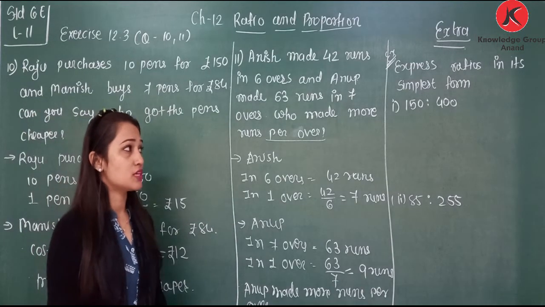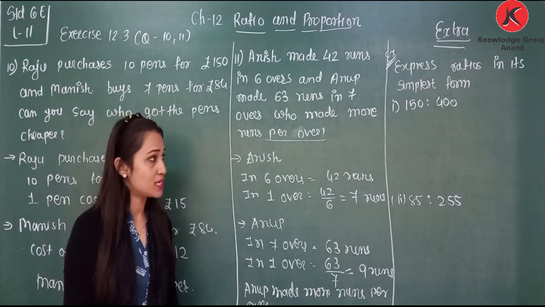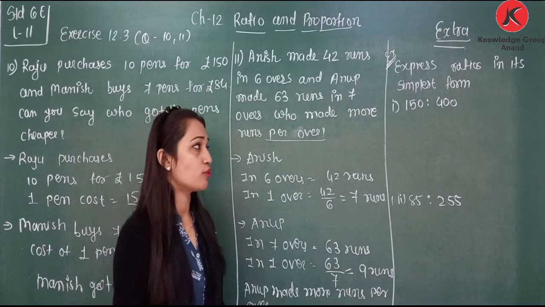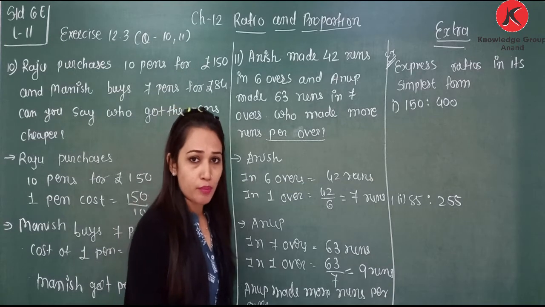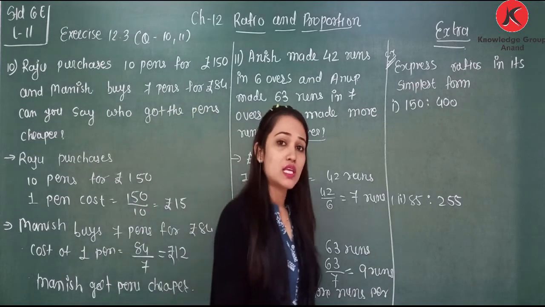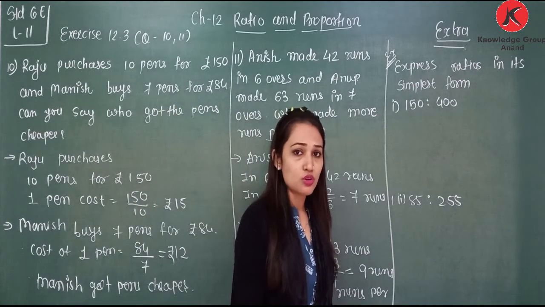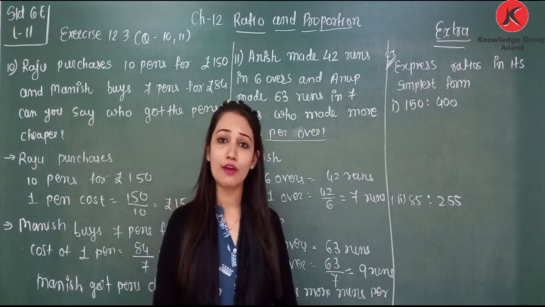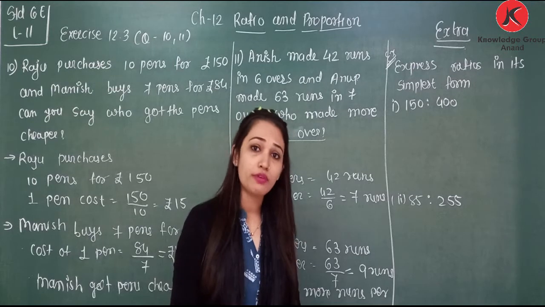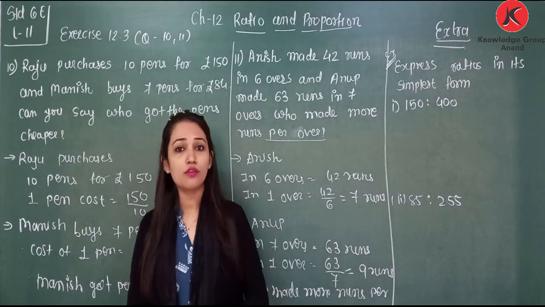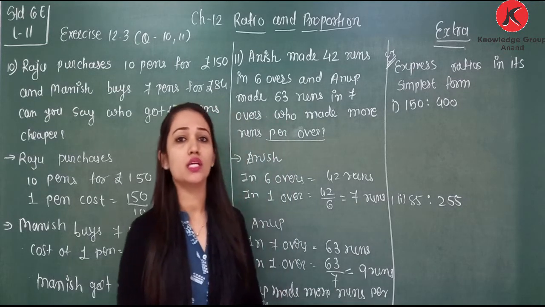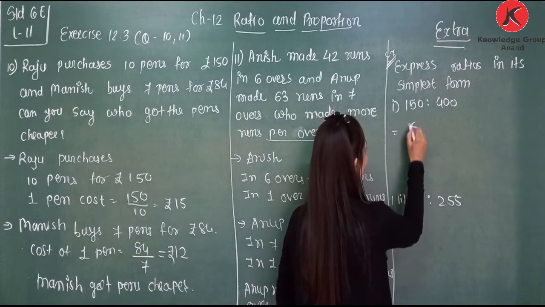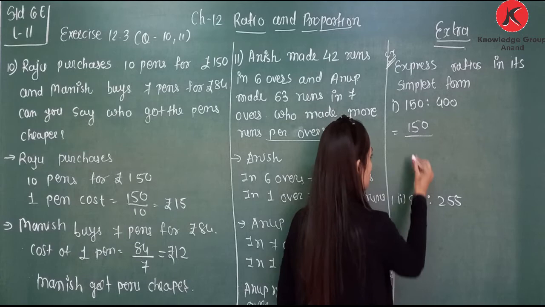So let's first solve some examples to find the simplest form of a given ratio. First is 150 is to 400. You need to remember, simplest form is the same as for a fraction. We also already learned the simplest form of a fraction. In that we find the HCF, or we find the factors of the numerator and denominator and cut the common factor. So let's write here for the simplest form of 150 is to 400.